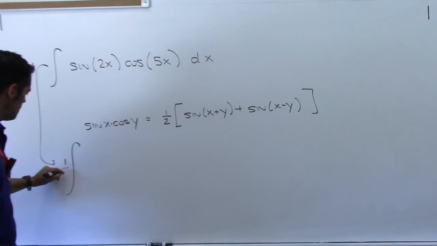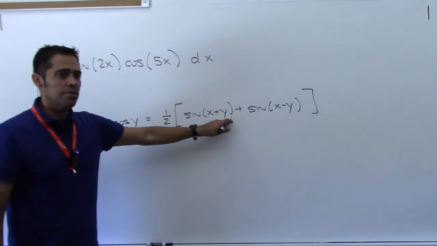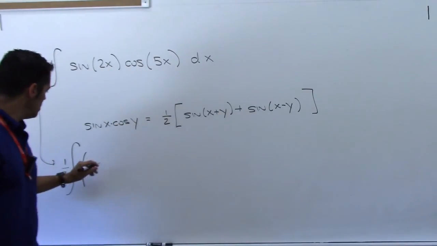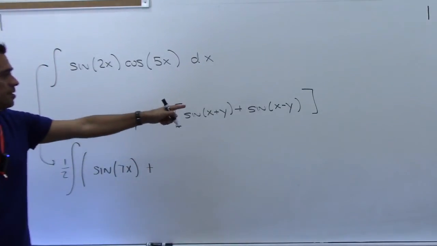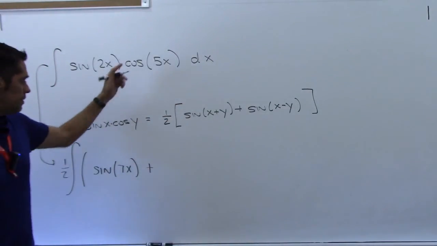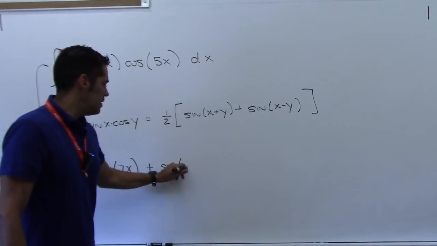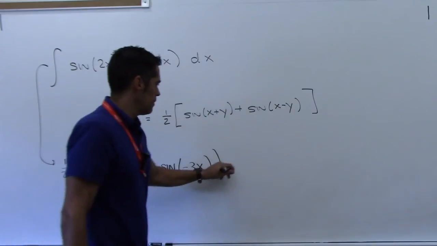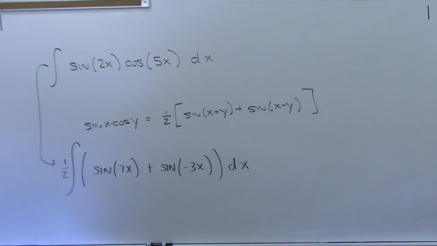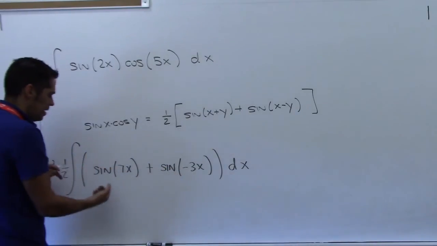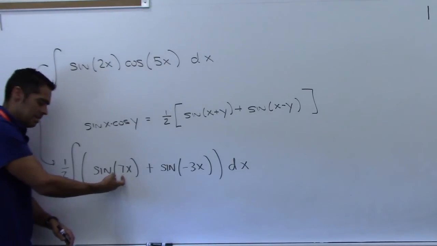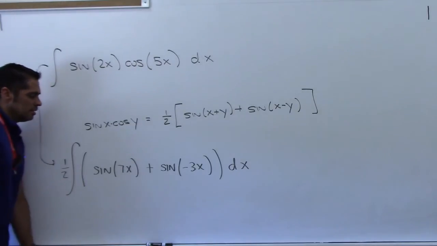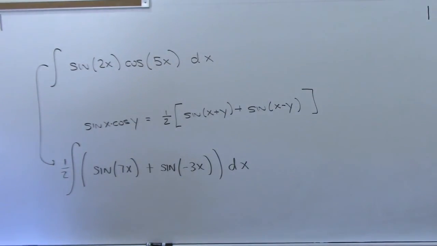So this integral, the new integral, becomes what? 1/2, which I'll just pull out. And then sine of x plus y. So add these two together, 2x plus 5x. So sine 7x plus, and then that one is x minus y. So that would be for us what? Sine of negative 3x dx. Does that make sense? And then at this point we integrate each of these. The antiderivative of sine is negative cosine, but then you have to scale by the a, then you have to hit it with the 1/2. So negative 1/14 cosine 7x.